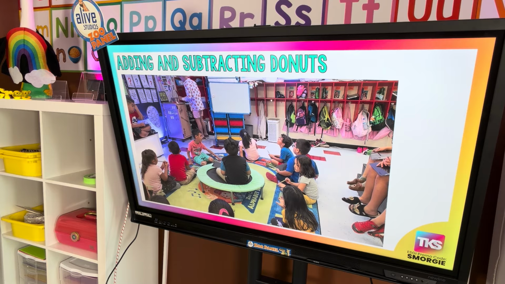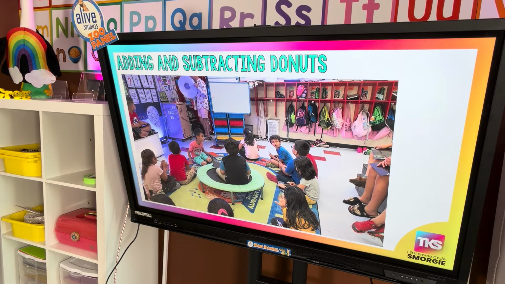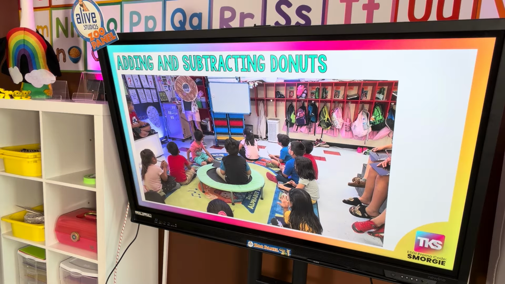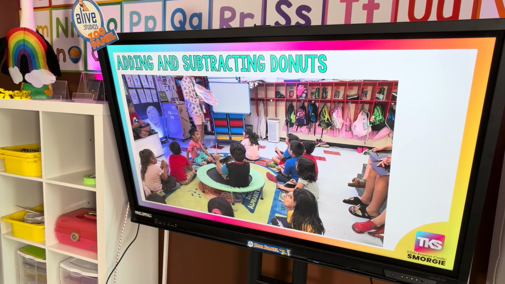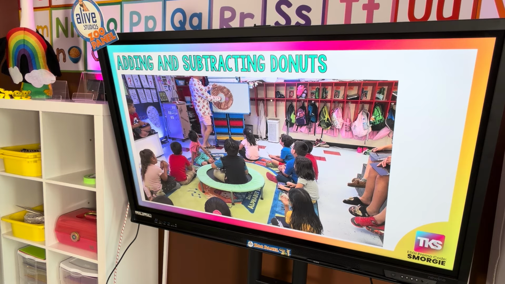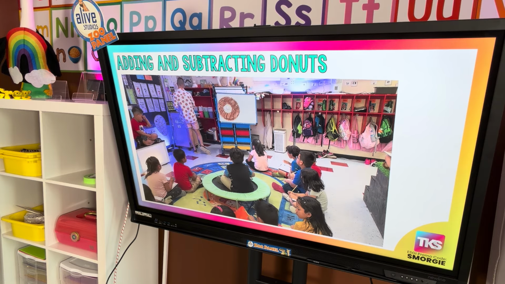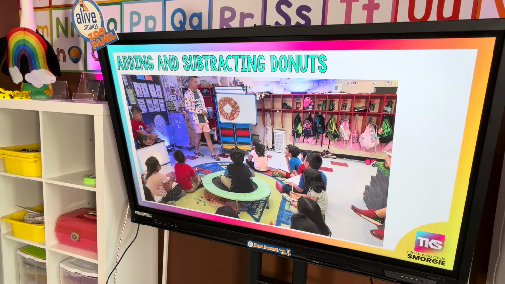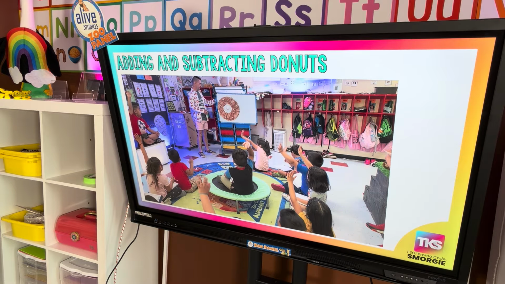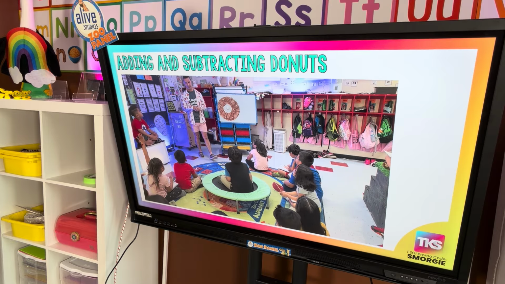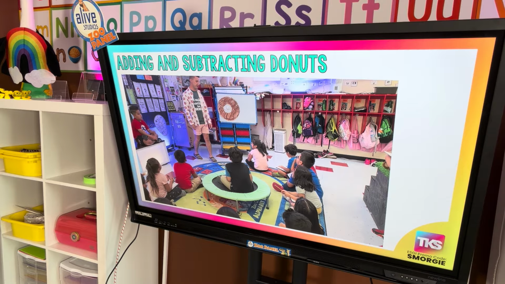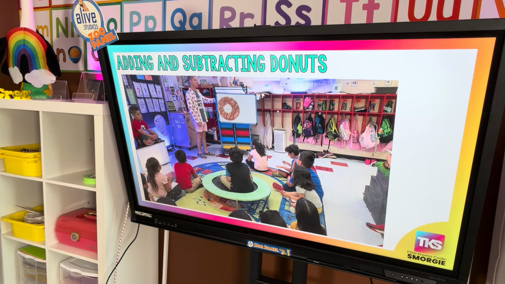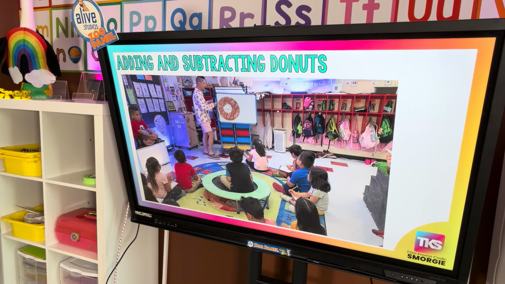Minus. All right, so today we're going to subtract with a donut. We're going to do some donut subtraction. Sprinkles on our donut. We like sprinkles. And then we're going to take away some sprinkles. And then we'll have our equation, okay?